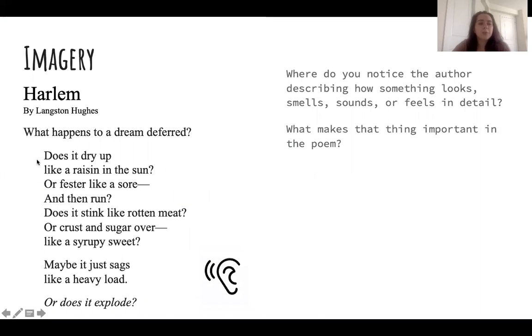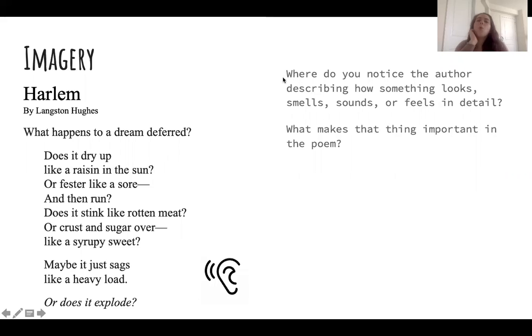What happens to a dream deferred? Does it dry up like a raisin in the sun? Or fester like a sore and then run? Does it stink like rotten meat? Or crust and sugar over like a syrupy sweet? Maybe it just sags like a heavy load. Or does it explode?